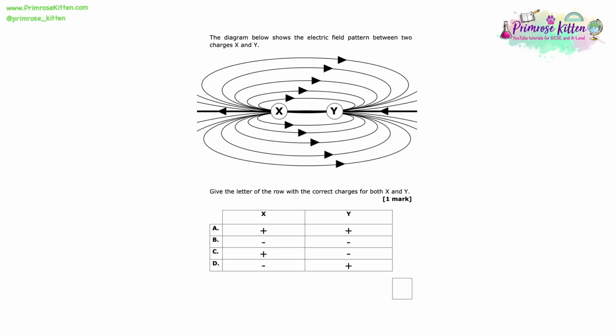The diagram below shows the electric field pattern between two charges X and Y. Here we're asked to identify the correct charges for X and Y. And to do this, the fact that we really need to know is that electric fields move from positive to negative charges. So when we see the direction of these arrows here, we can see that it's moving away from X, but it's moving towards Y. Now that tells us that X has to be positive, so we can cross out the negative options, and that Y has to be negative.